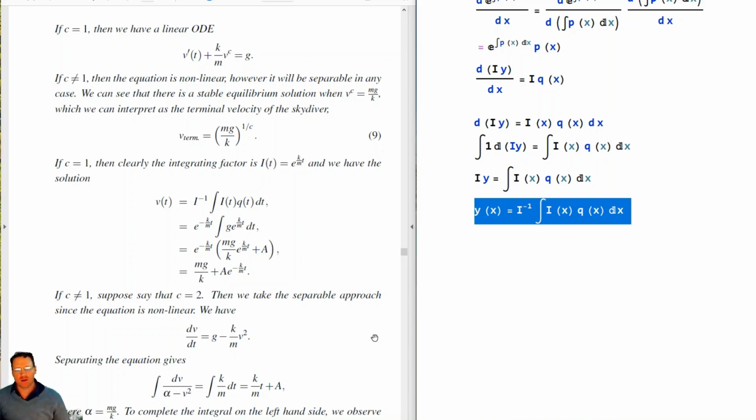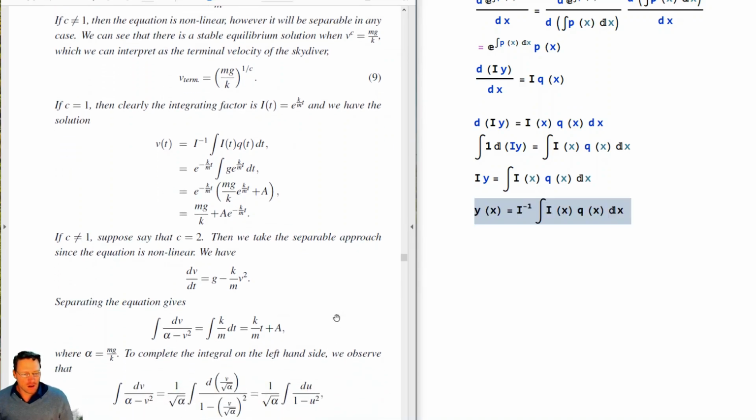So separating the equation gives dv over alpha minus v squared, where here we let alpha be equal to mg over k, right, just to make this look simpler. Okay, and on the right-hand side, we have the integral of k over m dt, which is easy to integrate. We just have k over m t plus a constant of integration. Okay, now we want to simplify the left-hand side here using some techniques that we learned in the last session together.